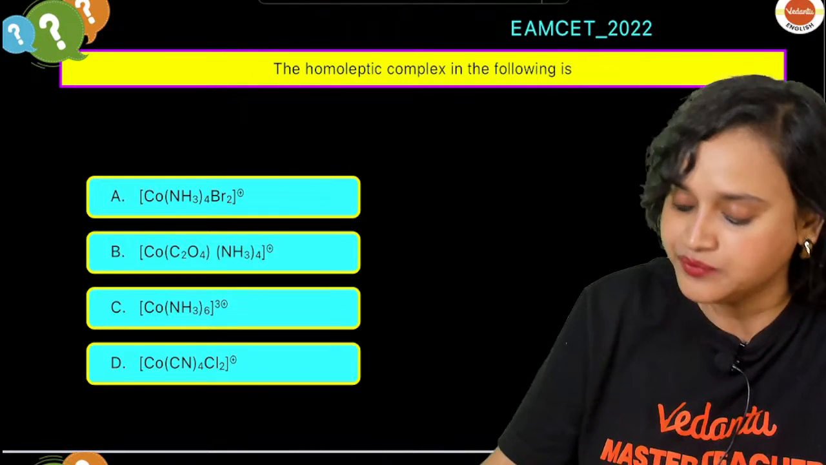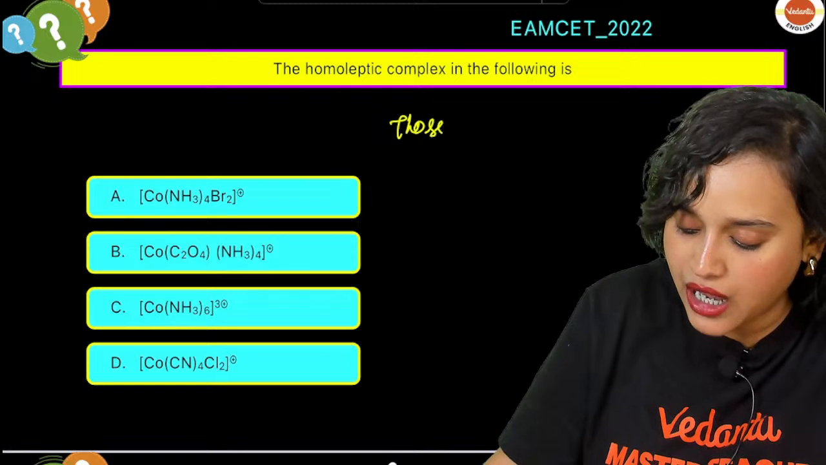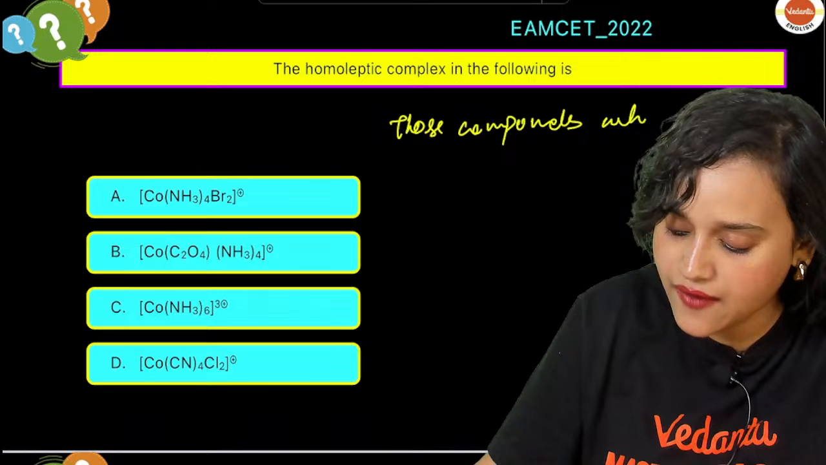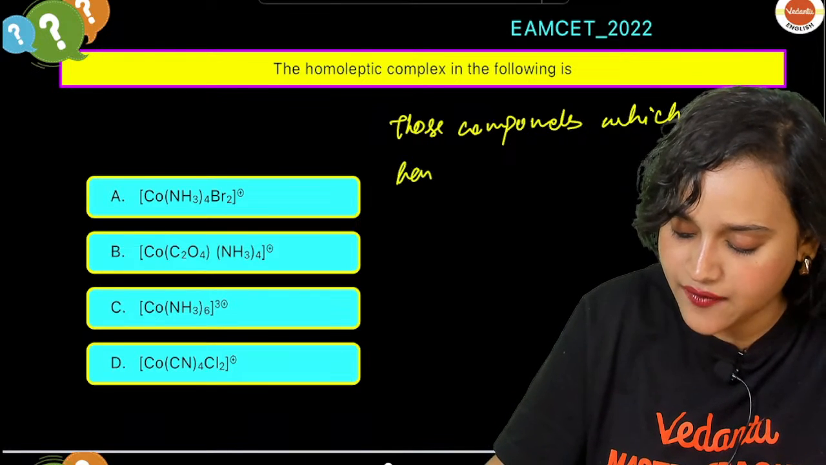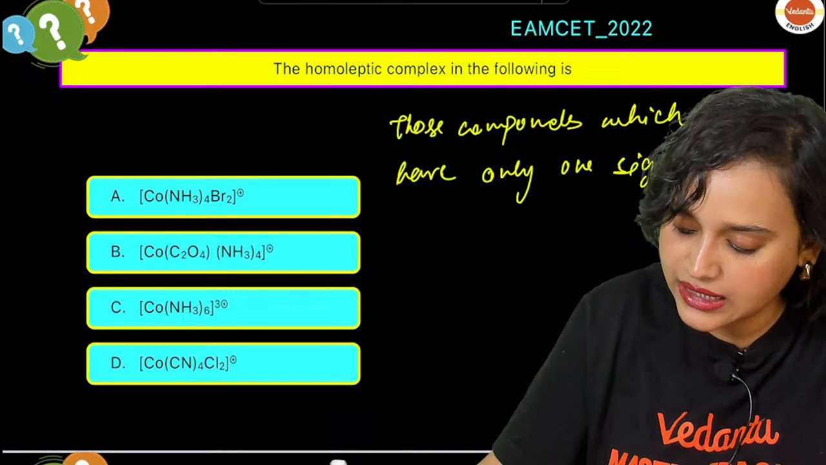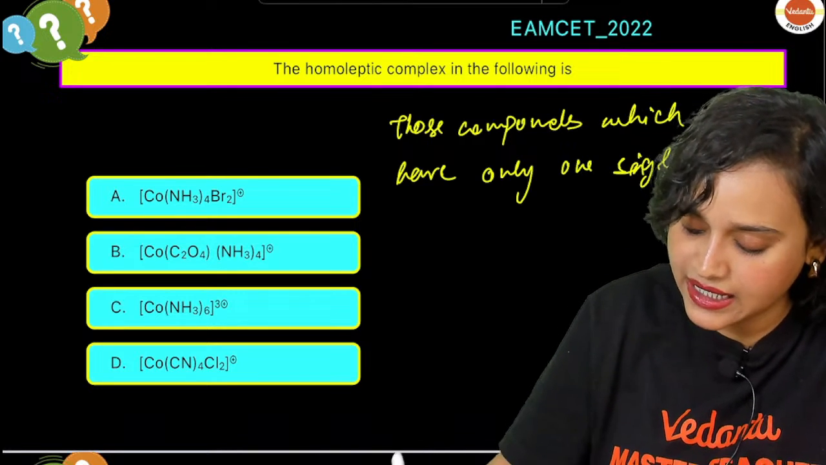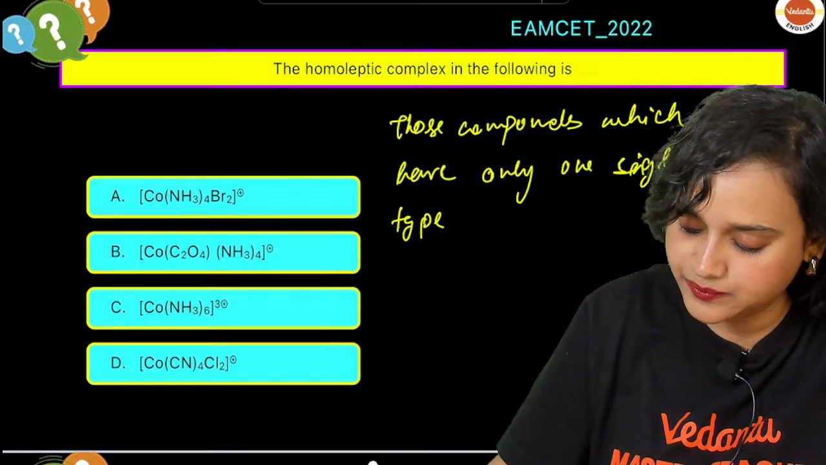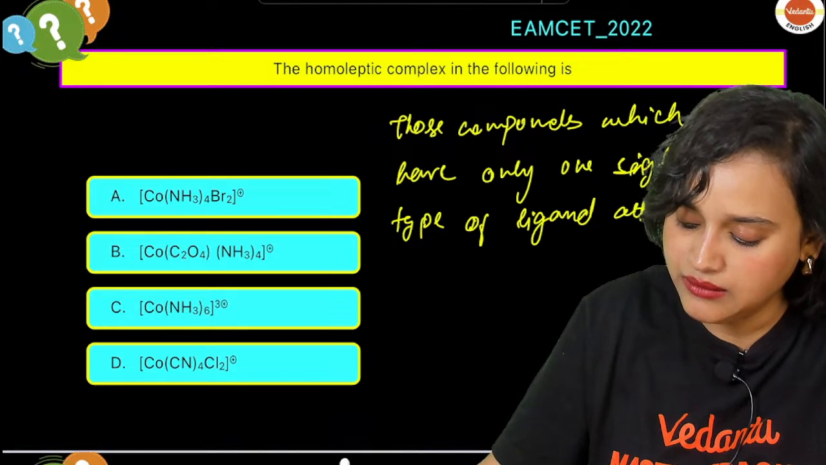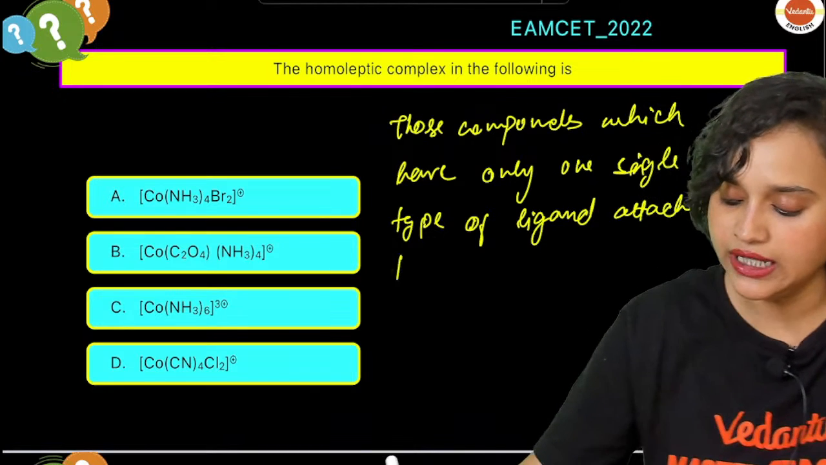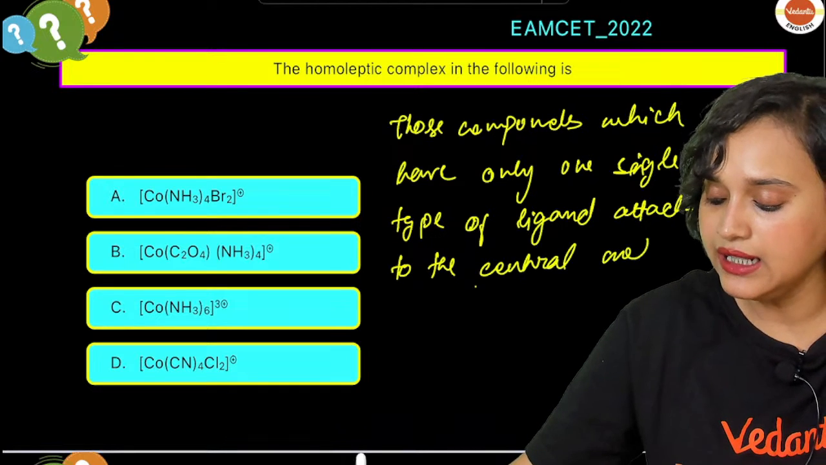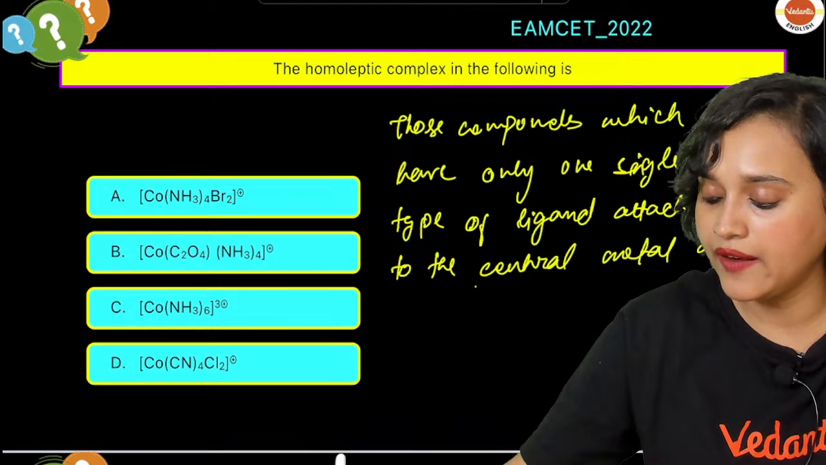What did I say? Those compounds which have only one single type of ligand attached to the central metal atom. Am I right, everybody?